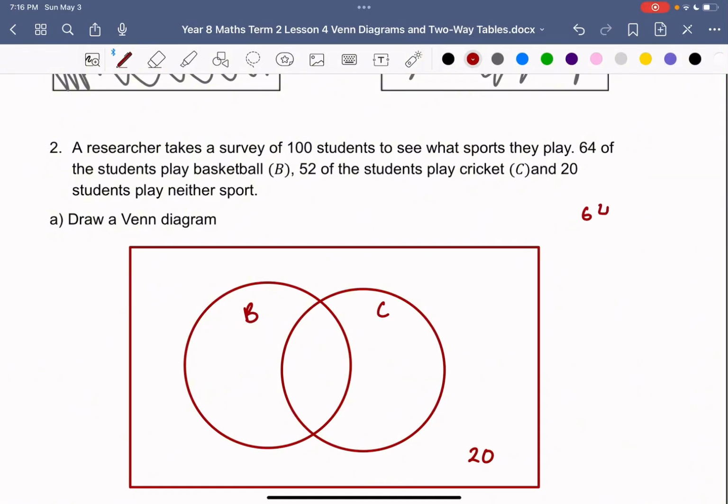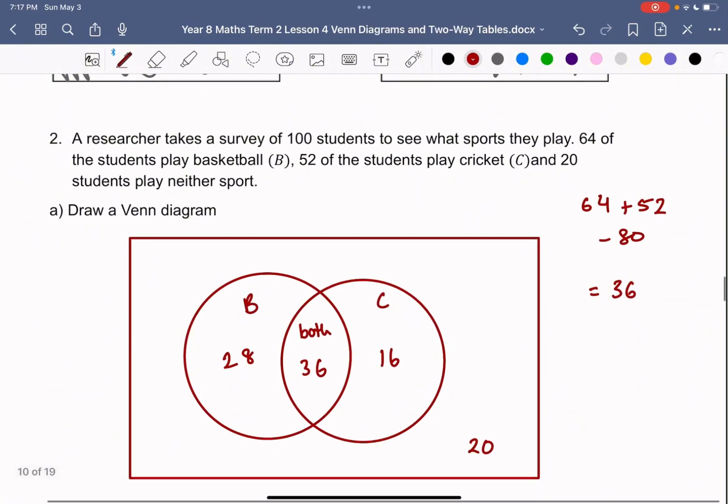So 64 play basketball and 52 play cricket. I'm going to minus 80 because there's 100 students in total, but we know that 20 do not play either. So 80 students play sport. That gives me 36. So that means that the students that play both is 36, which leaves me with 28 for basketball and 16 for cricket.